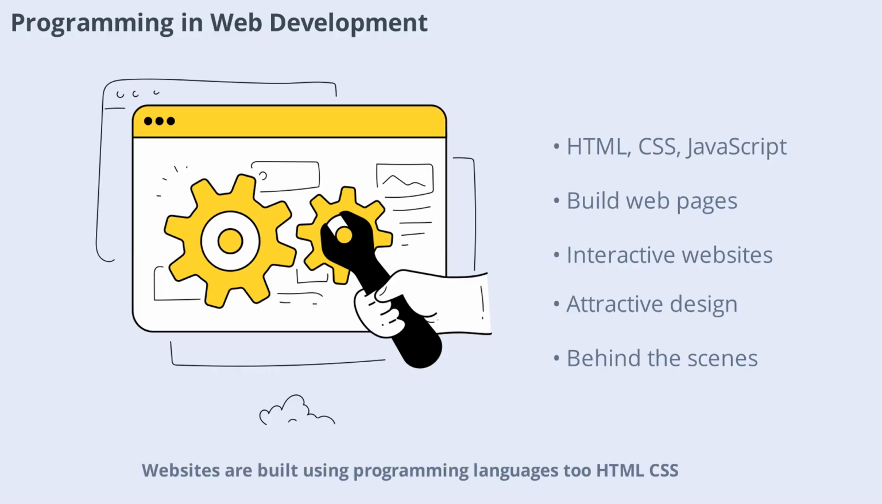Websites are built using programming languages too. HTML, CSS, and JavaScript are some of the most common languages used to create and style web pages. These languages work together to make websites interactive, attractive, and functional. Every time you visit a website, programming languages are at work behind the scenes.